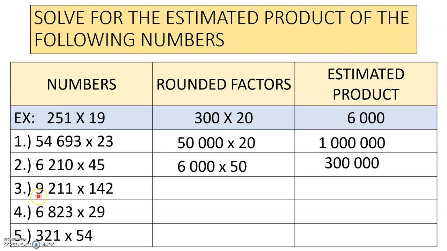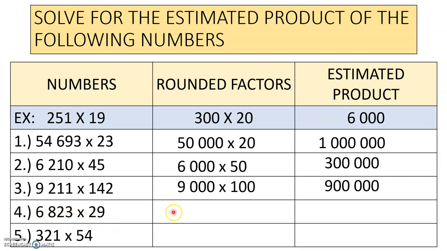Next, number 3. 9,211 times 142. Okay, so it becomes 9,000 times 100. And then, the estimated product is 900,000.